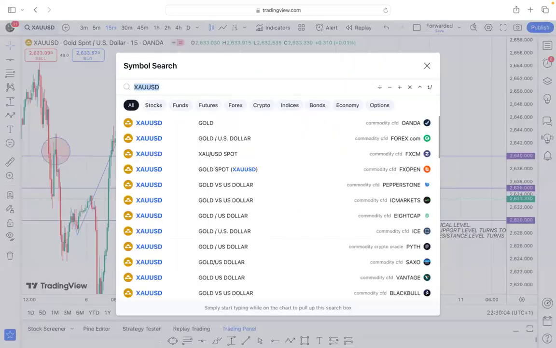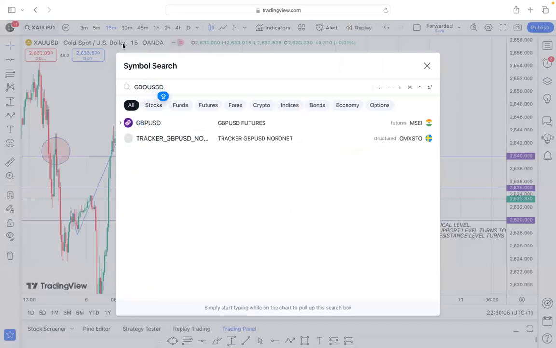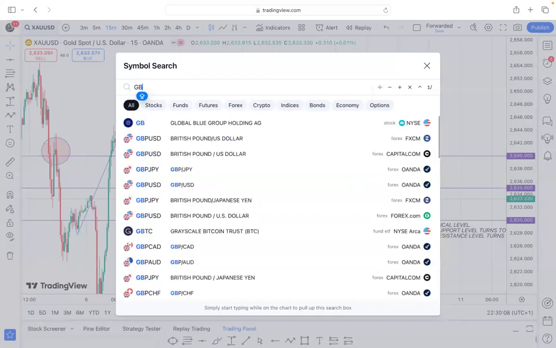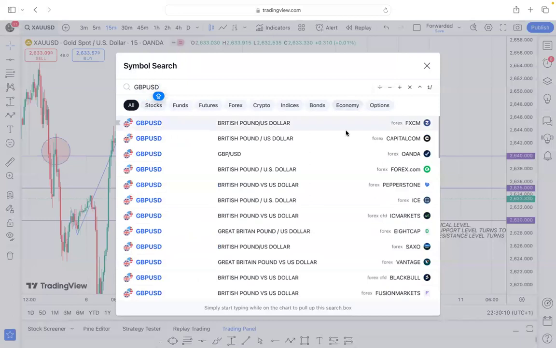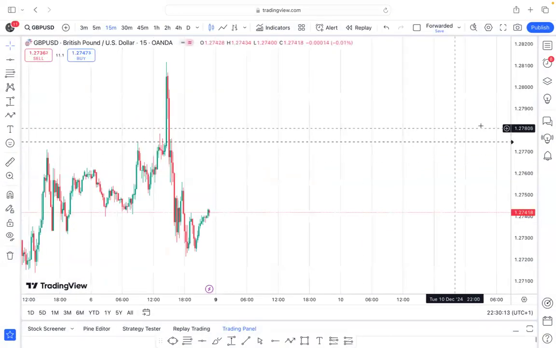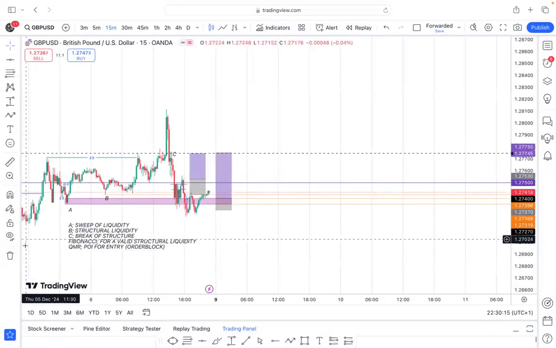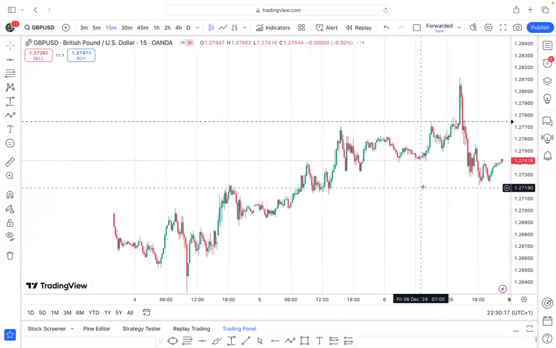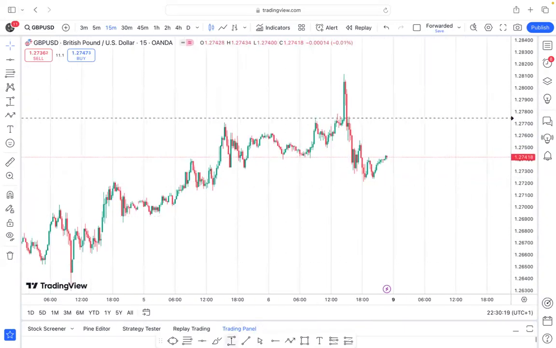Then we're going to show you how to do it on GBP USD. So GBP USD, like I said, you identify your psychological levels by whole numbers. So now let's look at this.